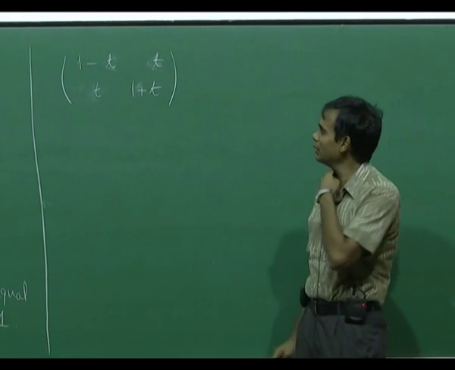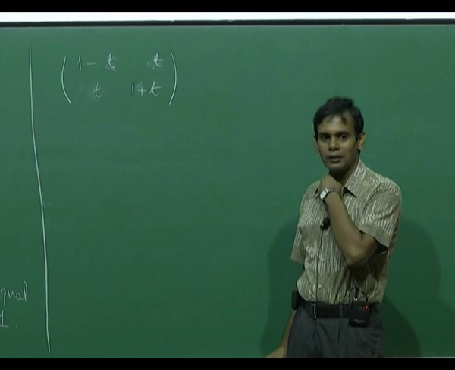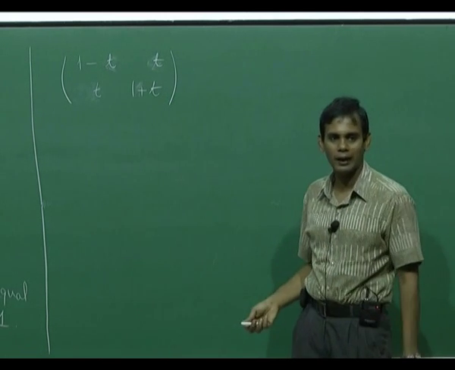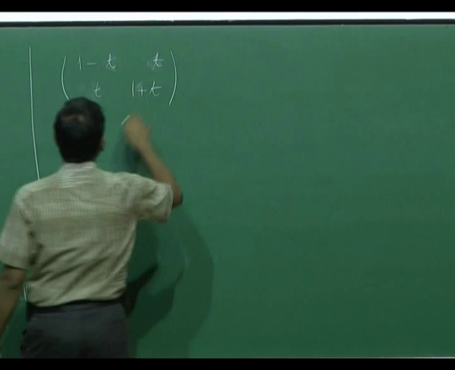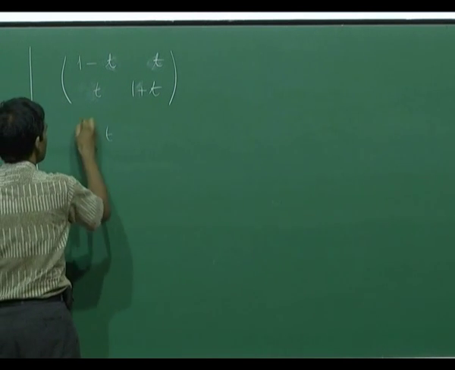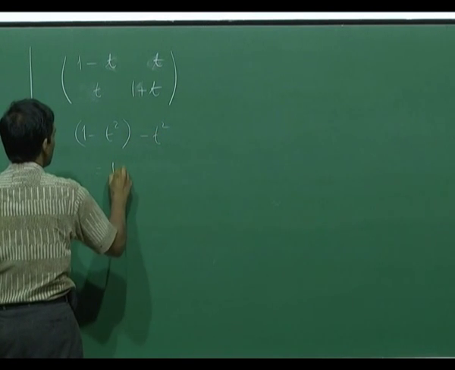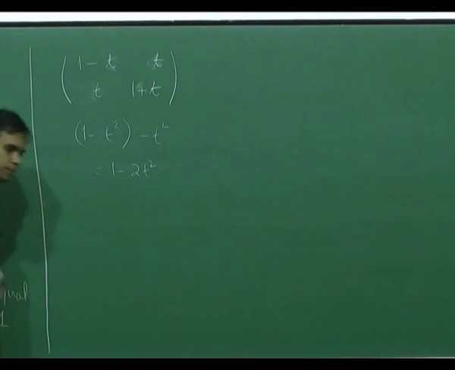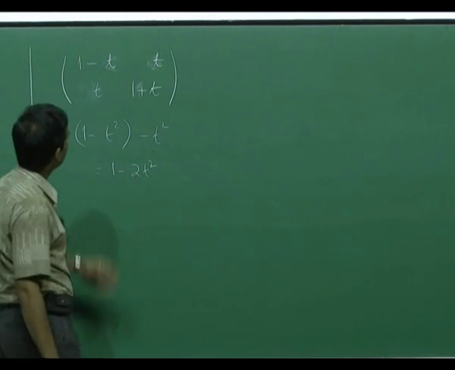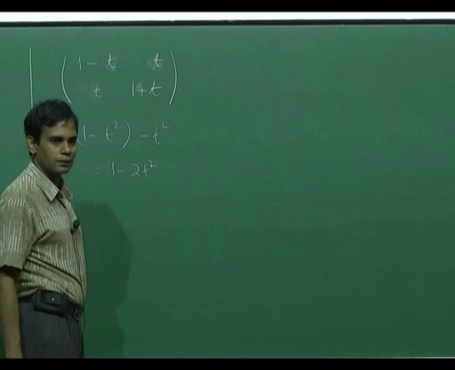Okay, what is the determinant of this matrix? You can use the same formula to calculate it. It's 1 minus t times 1 plus t minus t squared. So, it's 1 minus 2 times t squared. And we can try to write down the inverse of this matrix.